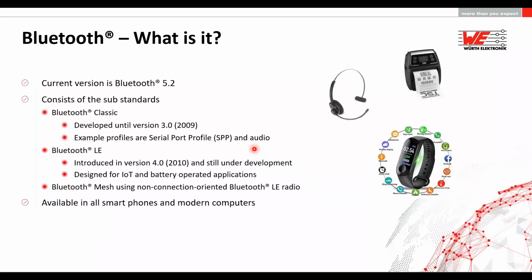A little bit on the evolution of Bluetooth in the slide. So Bluetooth, there are 2 variants in this case. The Bluetooth Classic, which was developed for PC connectivity. That version 3.0 was developed until 2009, and it offered features like serial port profile, and was also suitable for audio transmission. What was lacking in this Bluetooth Classic standard was the optimization for battery operated devices.